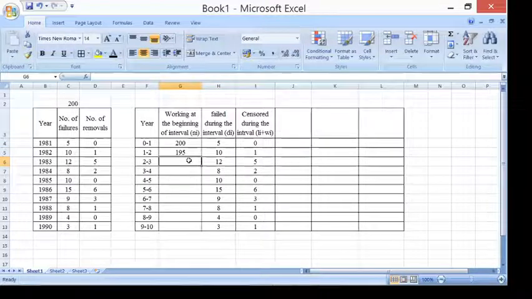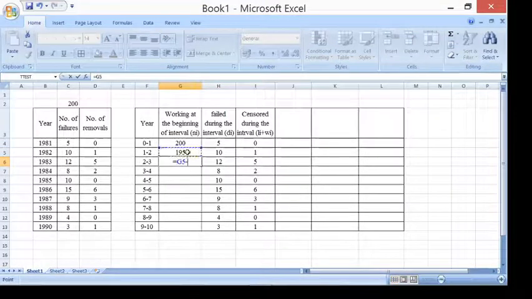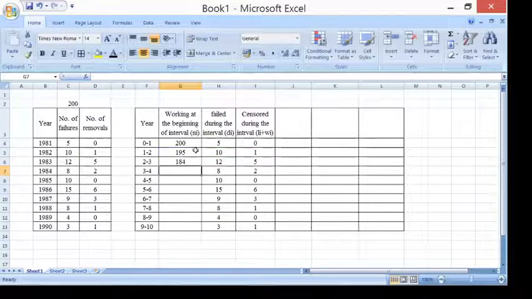Similarly, here it will be 195 minus the sum of failed components plus censored components. So it will be 184. During the second interval, at the start of the second interval, we had 195 working components, out of which 10 failed and 1 got censored.